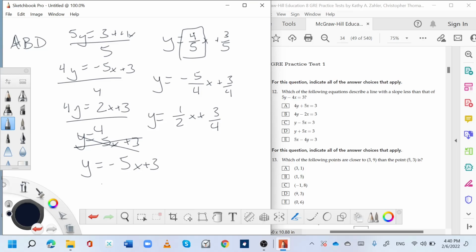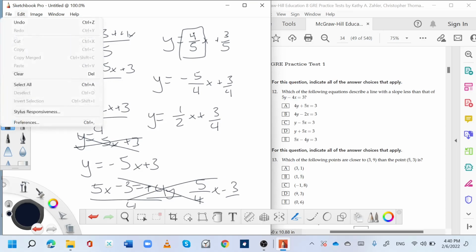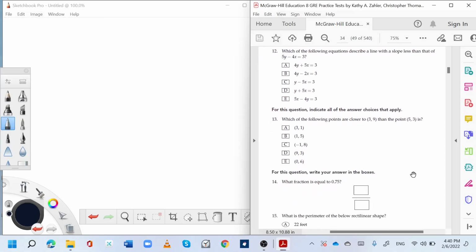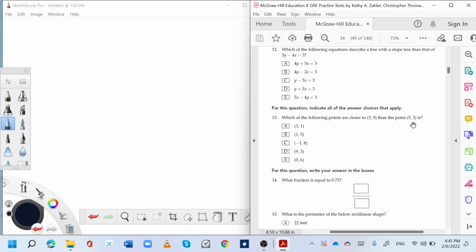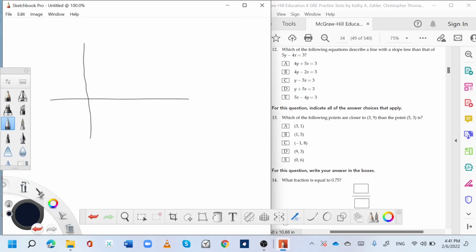And finally, E, let's get 5x minus 3 equals negative 4y, divide by negative 4, oh, not negative 4, sorry, I'm moving it to the other side, 5/4 x minus 3/4, not E. So A, B, and D there. Next, which of the following points are closer to 3.9 than to the point 5.3? Which of the following points are closer to, than the point 5.3 is. All right, so let's get ourselves a little bit of a graph here.